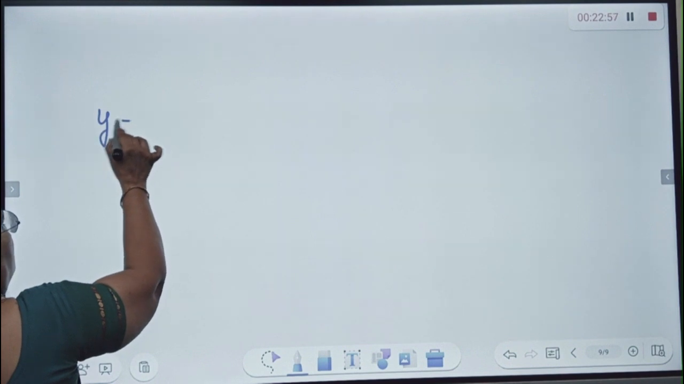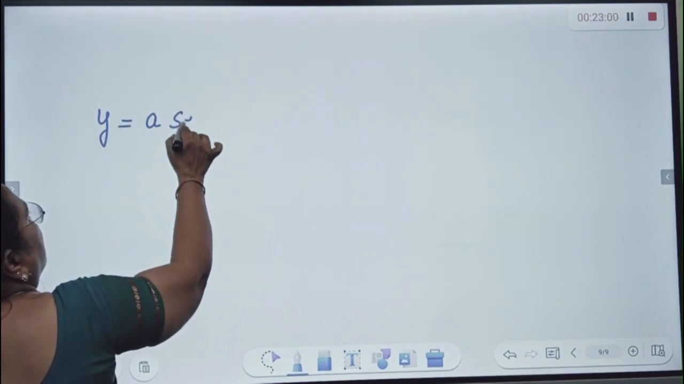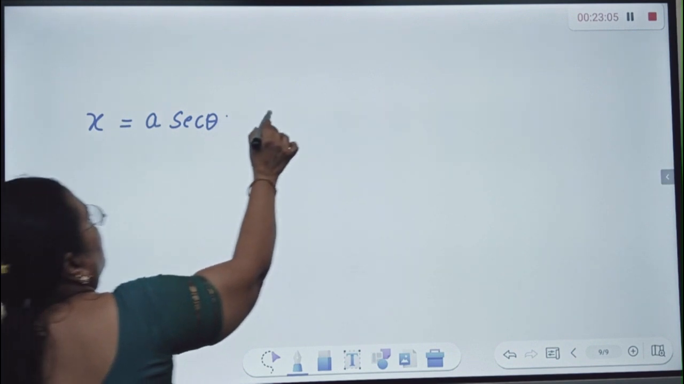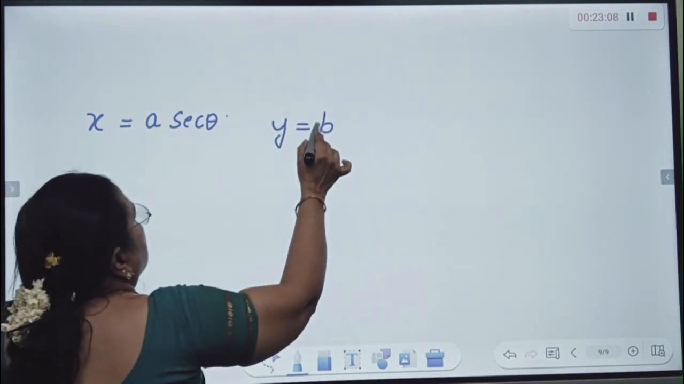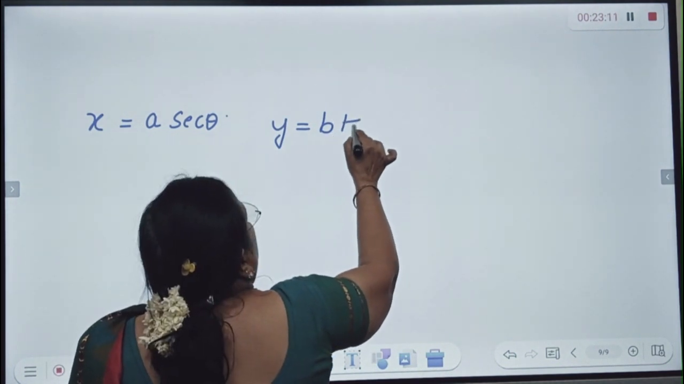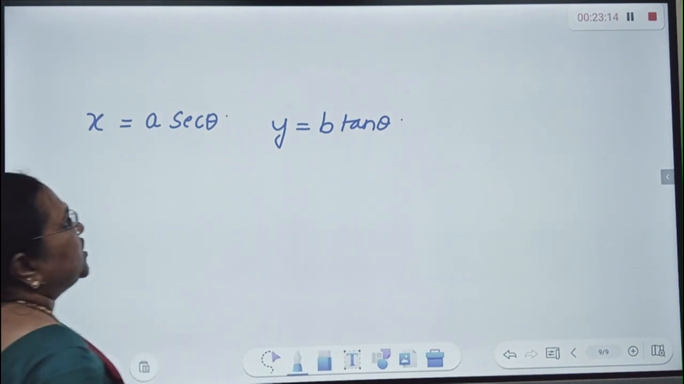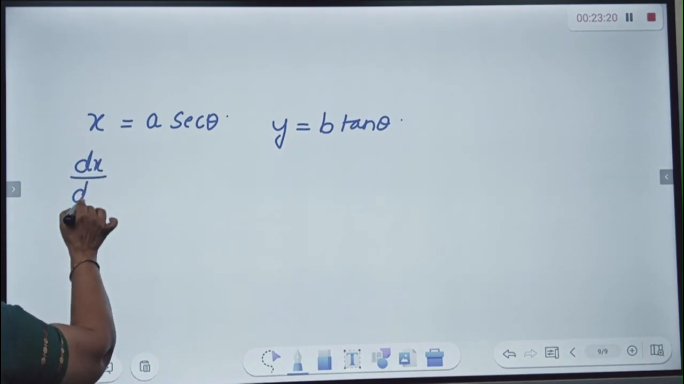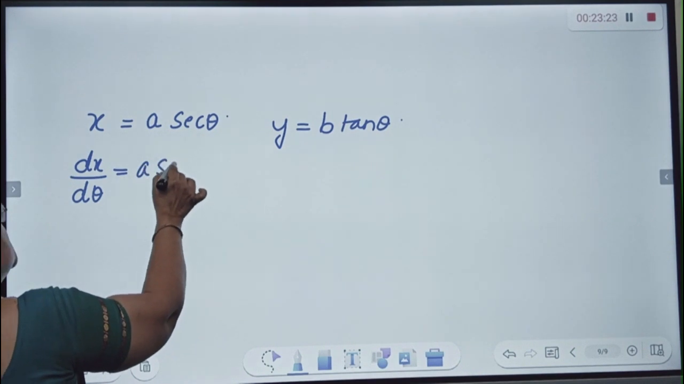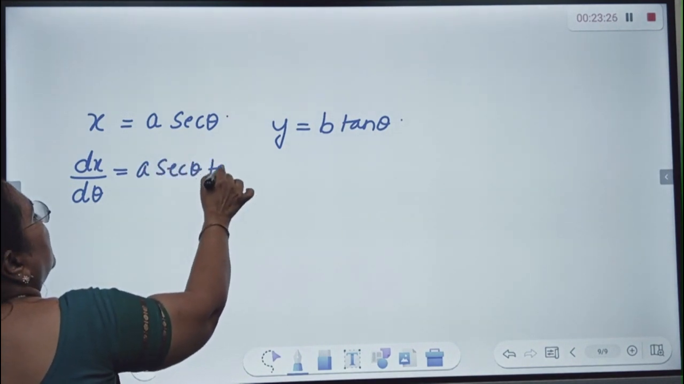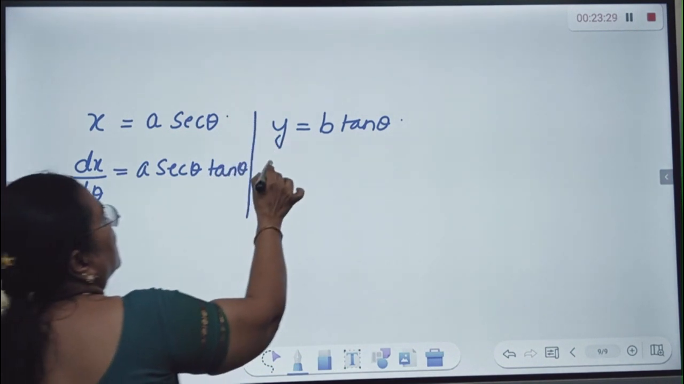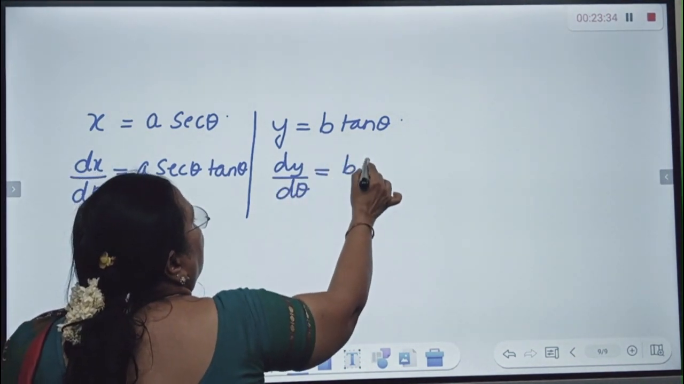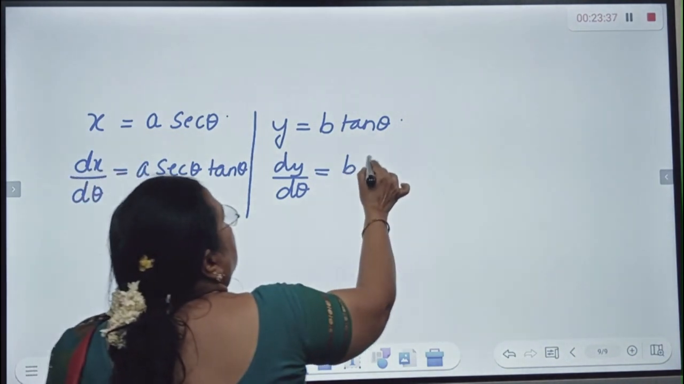Suppose x is equal to a secant theta and y is equal to b tan theta. Let's find what is dy by dx. So dx by d theta will be a into the derivative of secant theta, which is secant theta tan theta. What is dy by d theta? b into the derivative of tan theta, which is secant square theta.